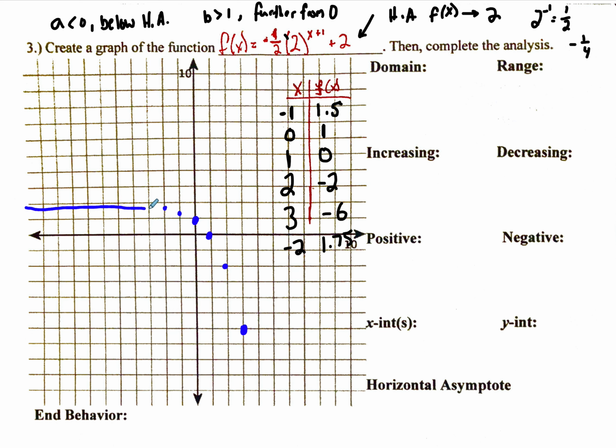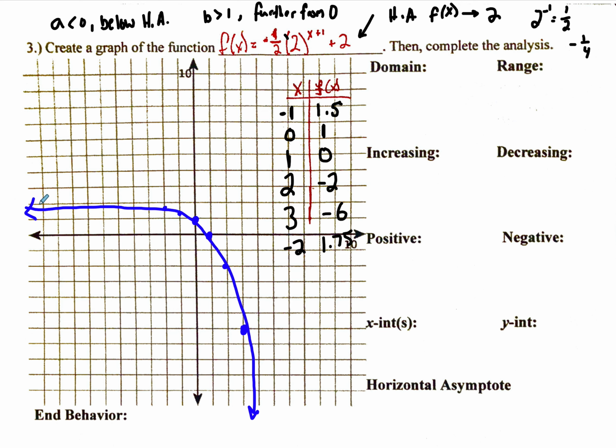As we continue to get more negative, we're going to be getting closer and closer to positive 2. Now, if I was to plug in -3, I'd end up with negative 1/8 plus 2, which would be 1 and 7/8, then 1 and 15/16, then 1 and 31/32. So you can see how it's getting closer and closer. Then eventually we end up with 1 and 65,535 over 65,536. So that's where we're going with that.